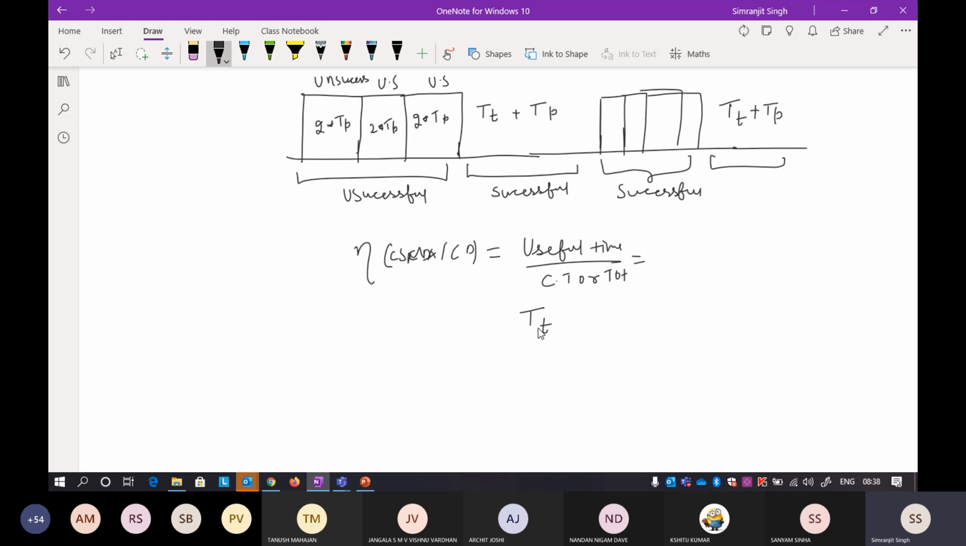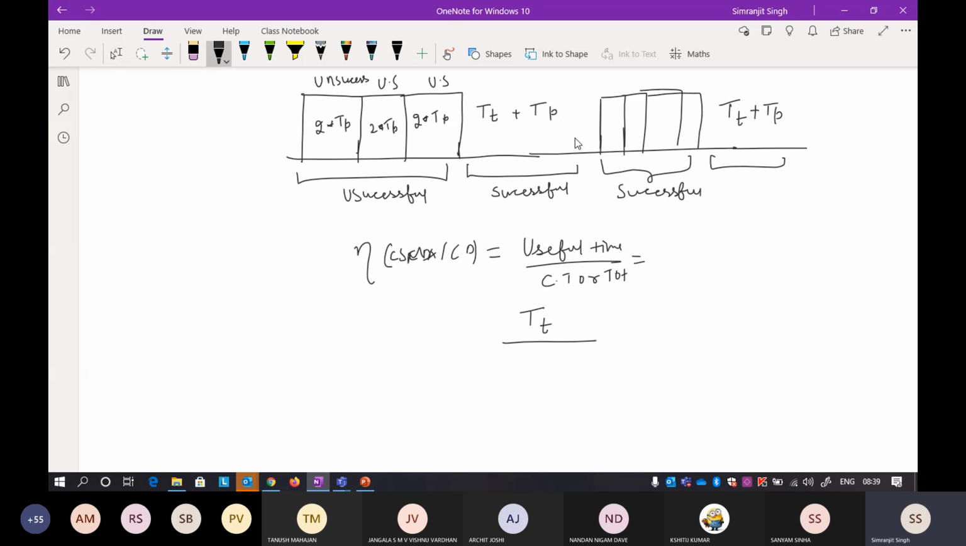So when the packet is going, the station is transmitting the packet. That is why the useful time in this case will be TT. And now what will be the total time, or the cycle time, here? The total time should count the successful and unsuccessful attempts also.